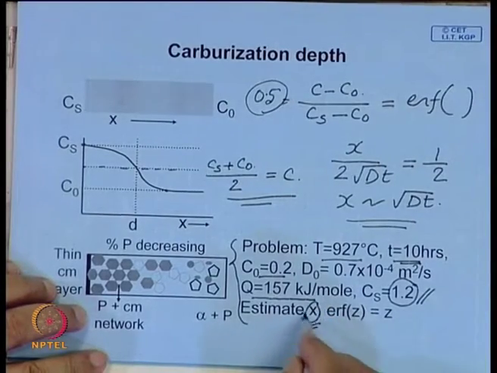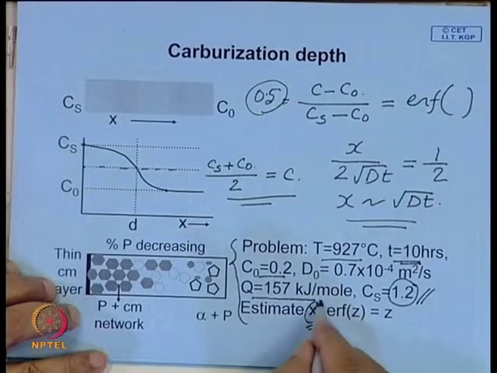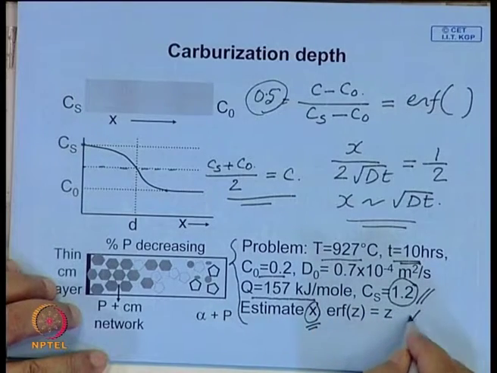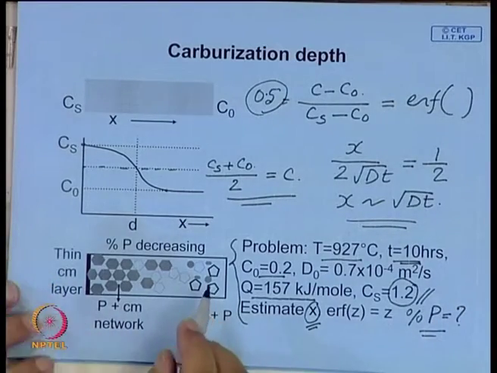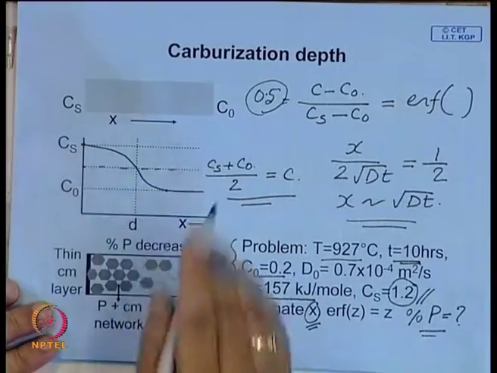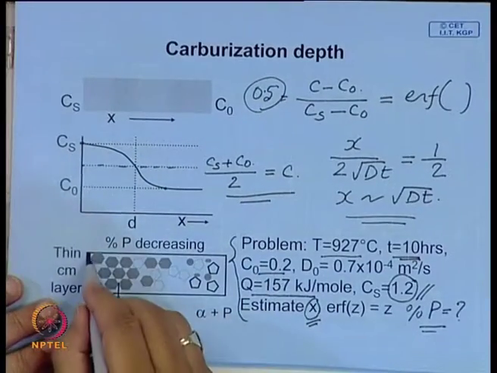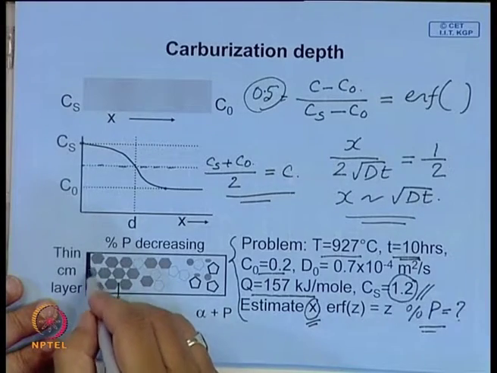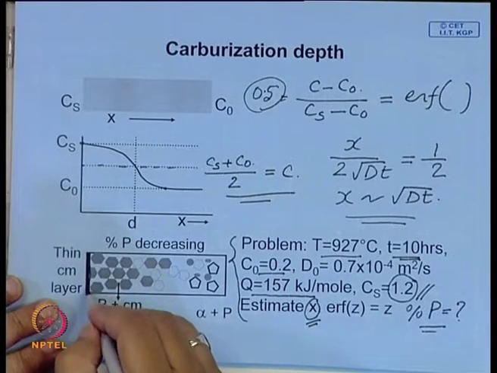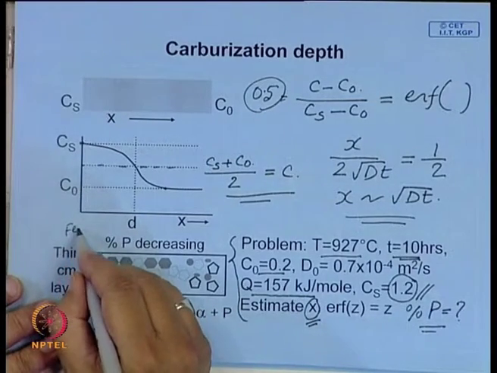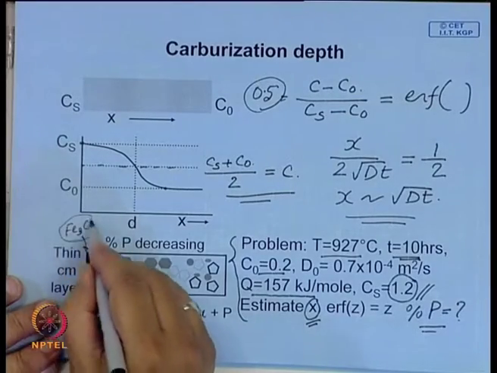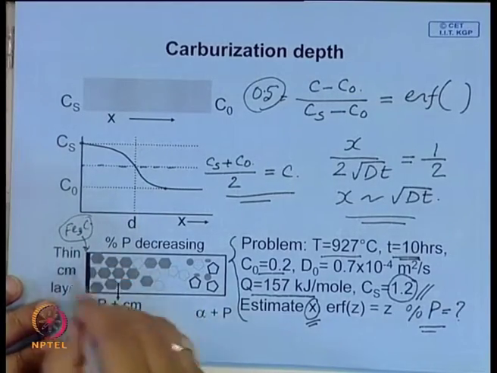And then if you estimate the depth of carburization, you can find out the percentage of pearlite over here. If you look at the microstructure after this carburization heat treatment, you will find that there will be a thin layer, in some cases it is reported, of carbide, which will be brittle, and during quenching it cracks and gets removed.